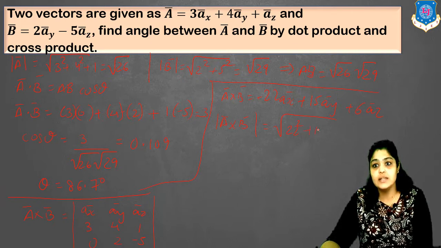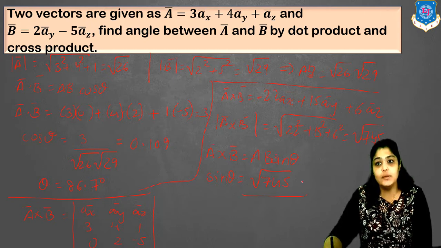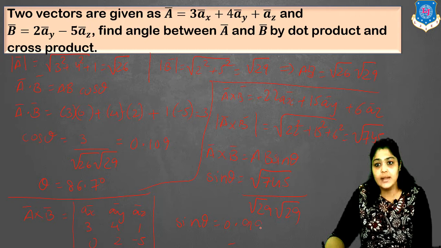Now I find the magnitude of A cross B: 22 square plus 15 square plus 6 square, that gives me 745. Now I know the magnitude of A cross B is equal to AB into sine theta. So I have sine theta as under root of 745 over AB, which is under root of 26 into 29. So we get a sine theta value around 0.994 and theta is equal to 86.7 degrees.